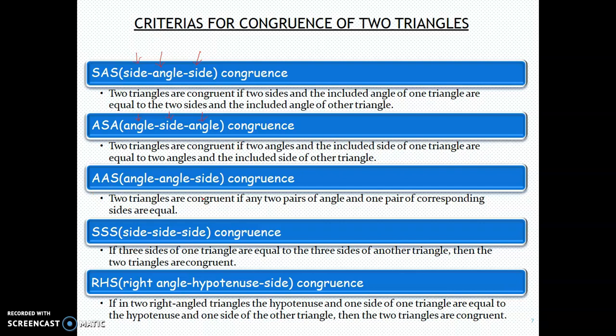Two triangles are congruent if any two pairs of angles and one pair of sides are equal. What is angle, side, angle? If two angles and the included side are equal. Now, the easiest way to remember, SSS, side, side, side congruence. If three sides of one triangle are equal to the three sides of another triangle, then the two triangles are congruent. And RHS, right angle, hypotenuse, side congruence. These two congruences we will use for the next exercise. For the first exercise, these three are important: side, angle, side; angle, side, angle; and angle, angle, side. We will discuss this, students.